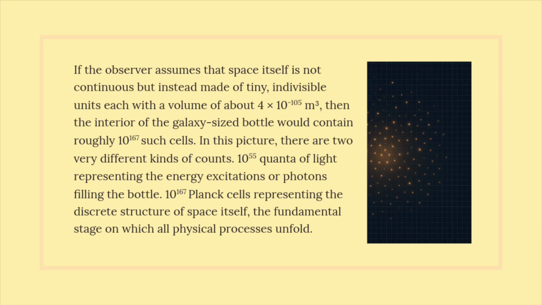If the observer assumes that space itself is not continuous but instead made of tiny, indivisible units each with a volume of about 4 times 10 to the minus 105 cubic meters, then the interior of the galaxy-sized bottle would contain roughly 10 to the 167 such cells. In this picture, there are two very different kinds of counts. 10 to the 55 quanta of light representing the energy excitations or photons filling the bottle. 10 to the 167 Planck cells representing the discrete structure of space itself, the fundamental stage on which all physical processes unfold.